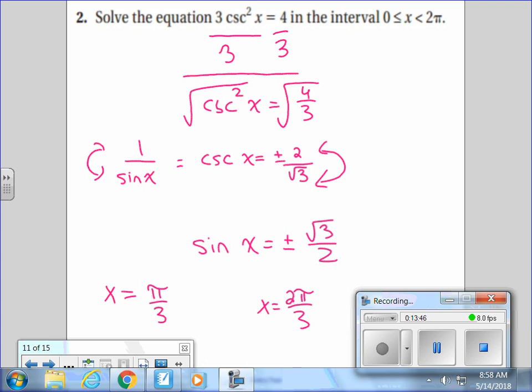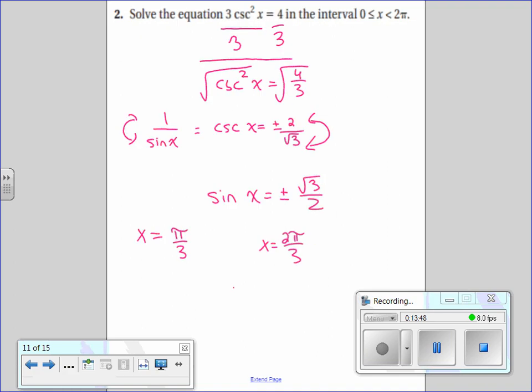But then if you're looking for negative radical 3 over 2, there's going to be 2 more solutions down in quadrants 3 and 4. So 4 pi over 3 is another location. And then the last location is 5 pi over 3.